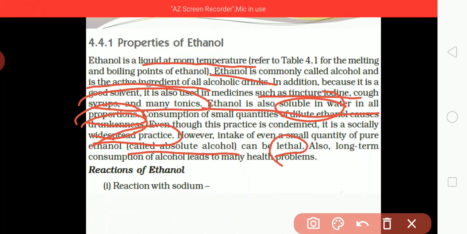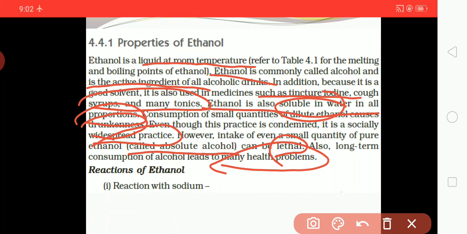Also, long-term consumption of alcohol leads to health problems. In social activities, alcohol plays an important role among human beings. Socially you can see that many persons are taking alcohol, due to which a family has to face a lot of problems. So this was the health problem, and due to it many problems are seen in health also.